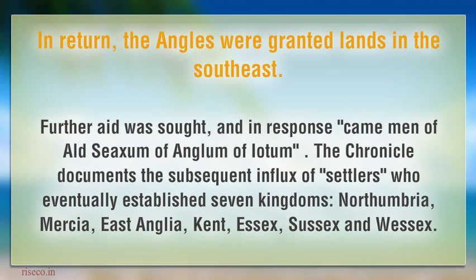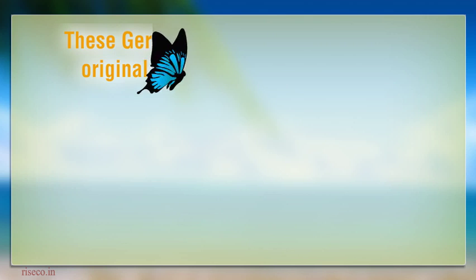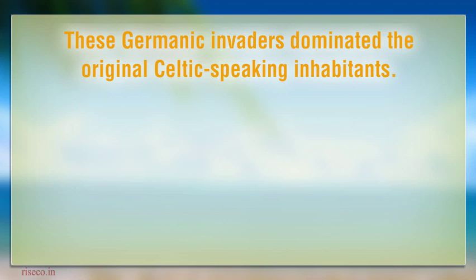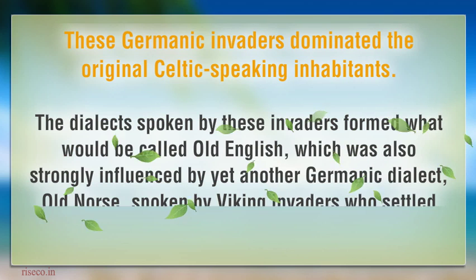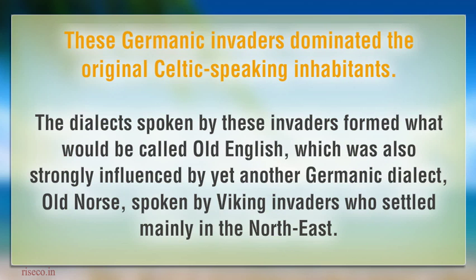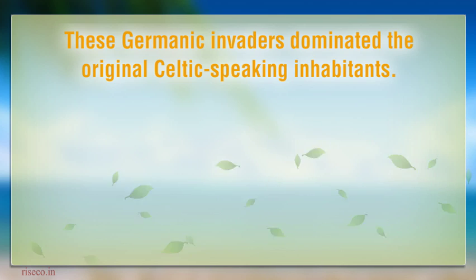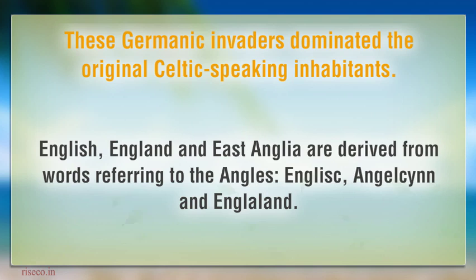and Wessex. These Germanic invaders dominated the original Celtic-speaking inhabitants. The dialects spoken by these invaders formed what would be called Old English, which was also strongly influenced by yet another Germanic dialect, Old Norse, spoken by Viking invaders who settled mainly in the northeast. English, England and East Anglia are derived from words referring to the Angles: Englisc, Angelcynn and Englaland.